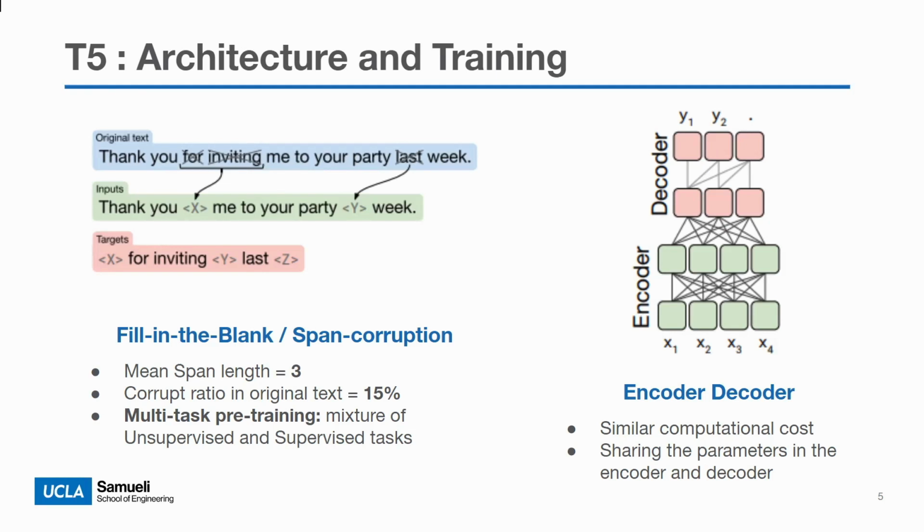The architecture which they have used is an encoder-decoder architecture. As we all know, if we have similar layers in the encoder and decoder, this model will have twice the number of parameters as compared to encoder-only or decoder-only. This will increase the computational cost of this particular model. In order to address this problem, they shared the parameters between encoder and decoder, and they showed that there is no degradation in the performance of this encoder-decoder training.